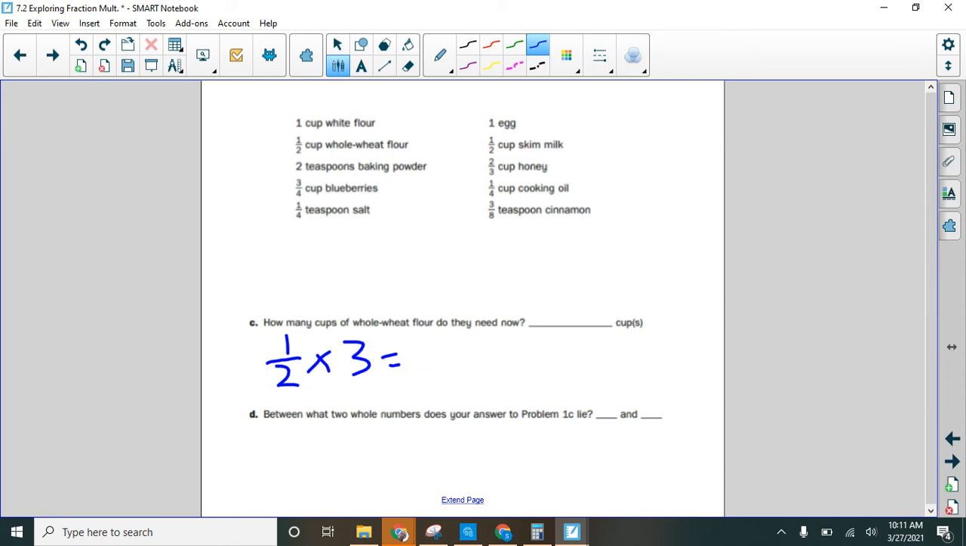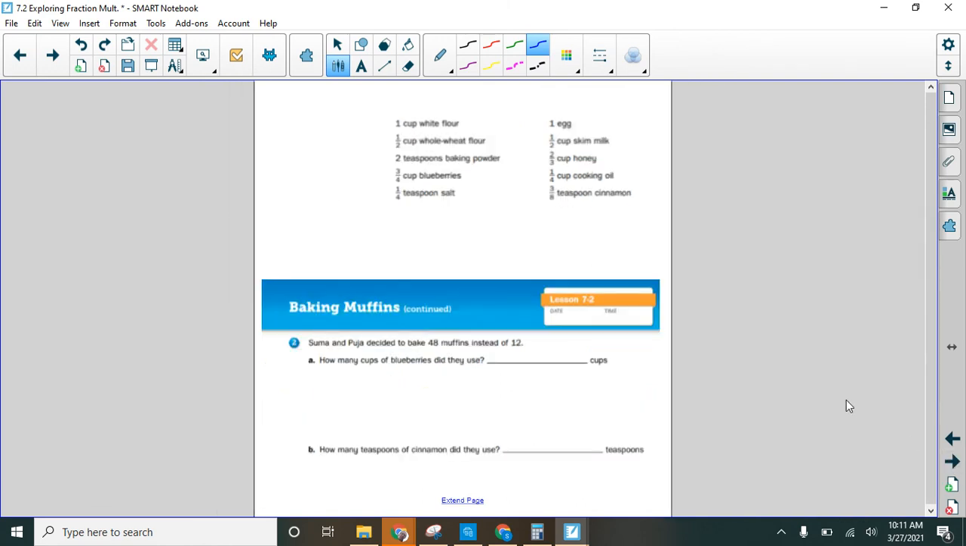It would be 3 halves. Even better, 1 1/2, right? 3 halves is 2 halves plus 1 half. 1 1/2 cups. Between what two whole numbers does your answer to problem 1C lie? Well, 1 1/2 is more than 1, but less than 2, right? So just think on a number line where that would be. Okay, so what you are now going to do, you're going to finish this. You're going to be answering number 2 and then number 3.